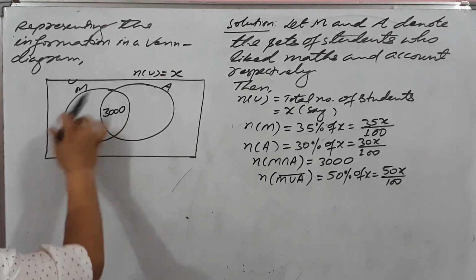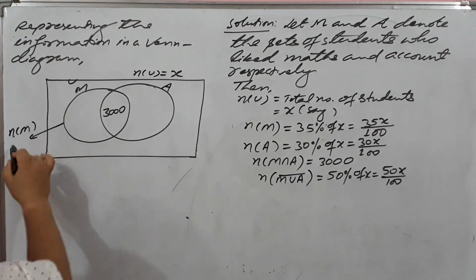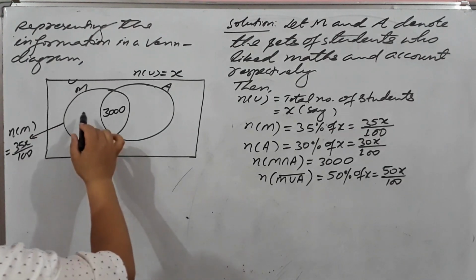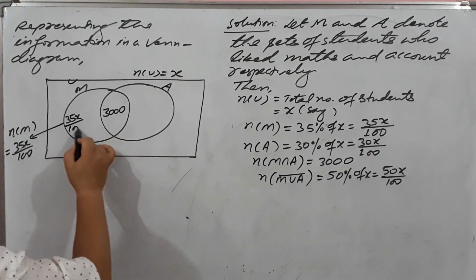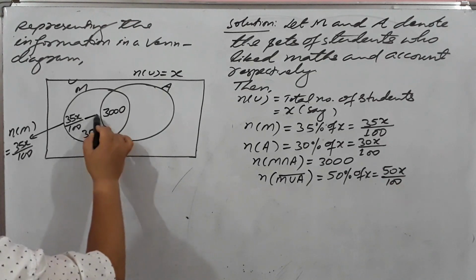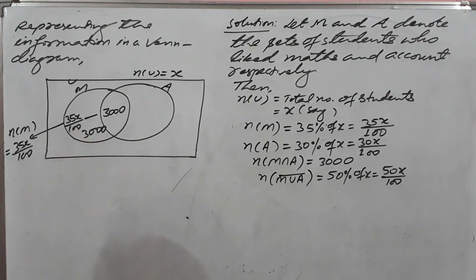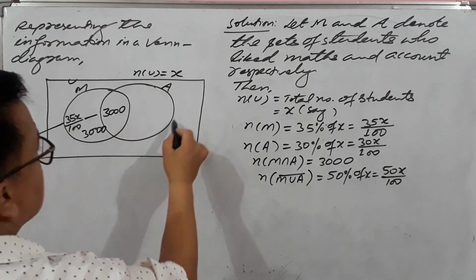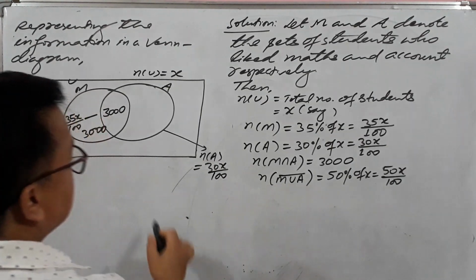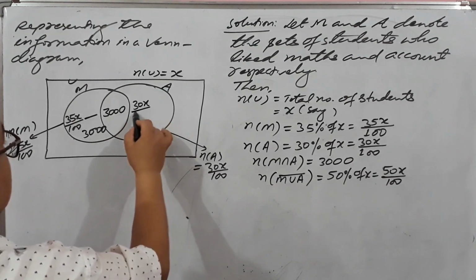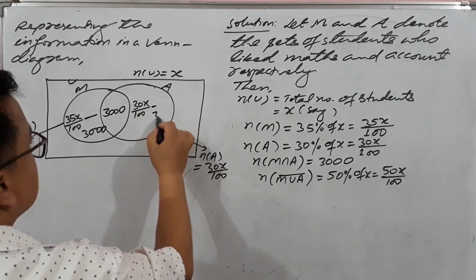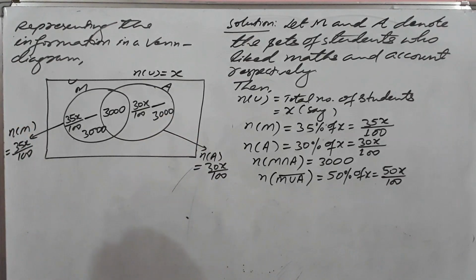Okay, and then n of M, as we know, total we have n of M, we have 35x upon 100. So here we will write like this way, 35x upon 100 minus 3000, right? I couldn't get space here, that's why I've written a little bit down. And next here, as we know, this one is n of A, 30x upon 100. So total is 30x upon 100 minus 3000. Okay, minus 3000. All right.